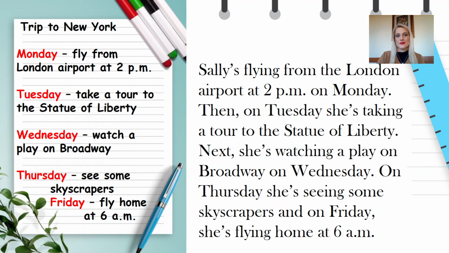You will get a text, something like this. Sally is flying from the London airport at 2 p.m. on Monday. Then, on Tuesday, she's taking a tour to the Statue of Liberty. Next, she's watching a play on Broadway on Wednesday. On Thursday, she's seeing some skyscrapers, and on Friday, she's flying home at 6 a.m.